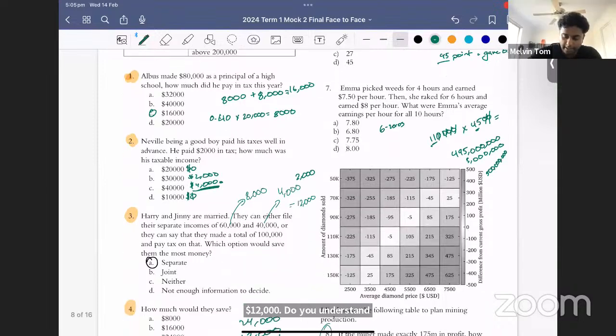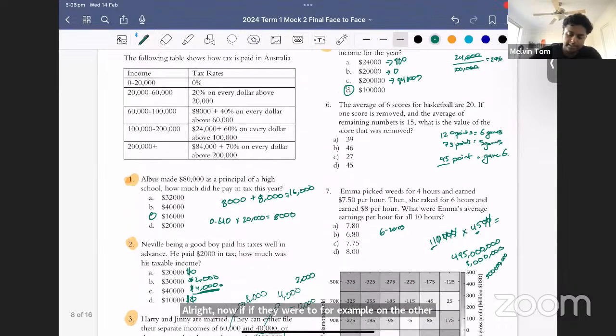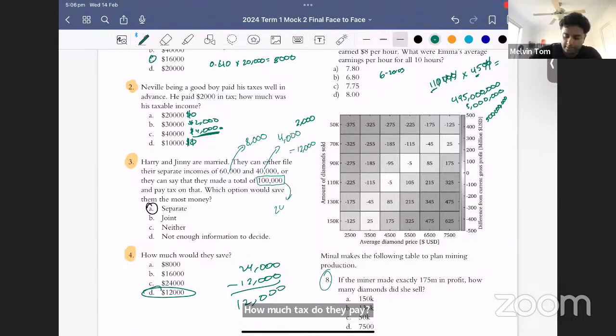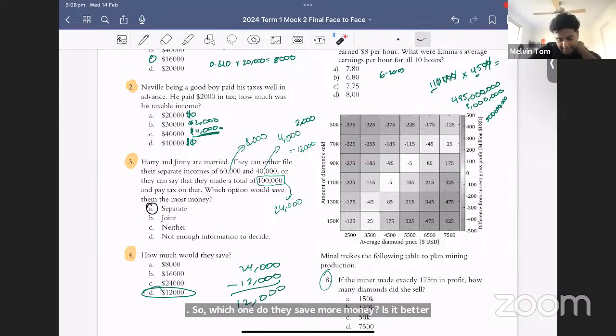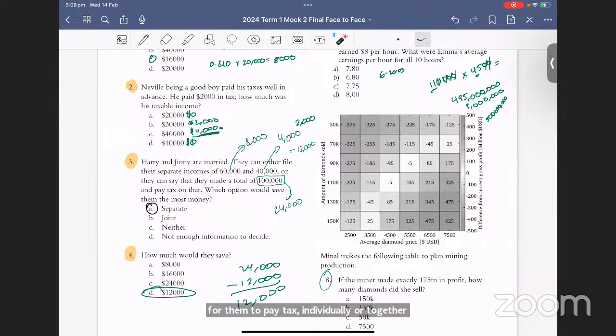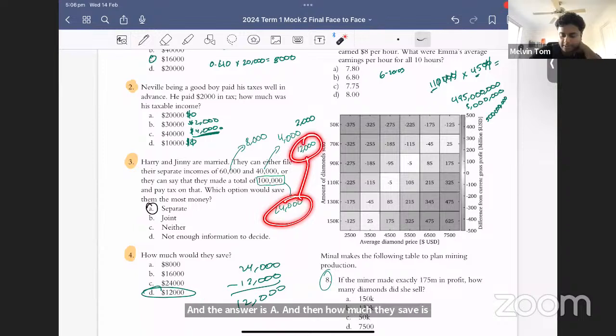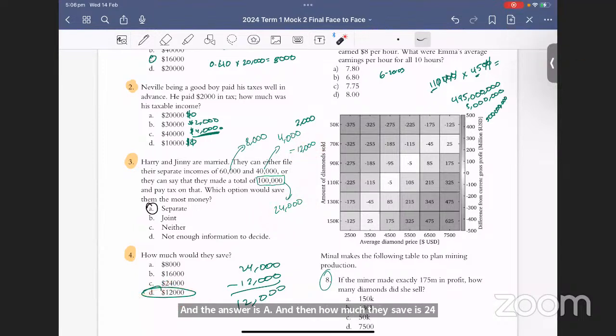Yeah. All right. Now, if they were to, on the other hand, just say they made a total of $100,000, what does the tax table say? How much tax do they pay? $24,000. So which one do they save more money? Is it better for them to pay tax individually or together? Individually. And the answer is A. And how much they save is 24,000 minus 12,000, and the answer is 12,000. Do you understand? Yeah, thank you.